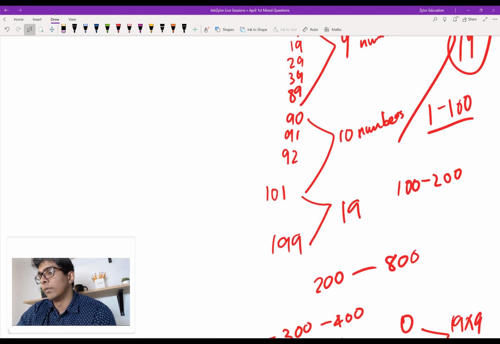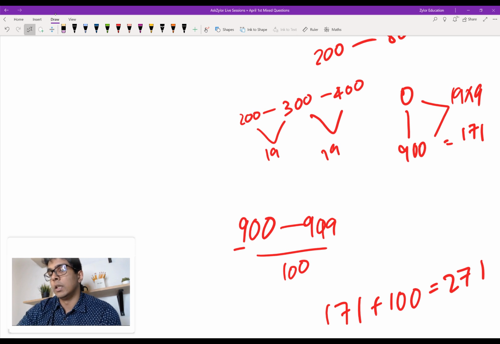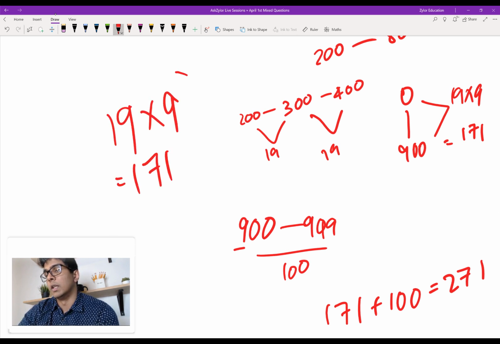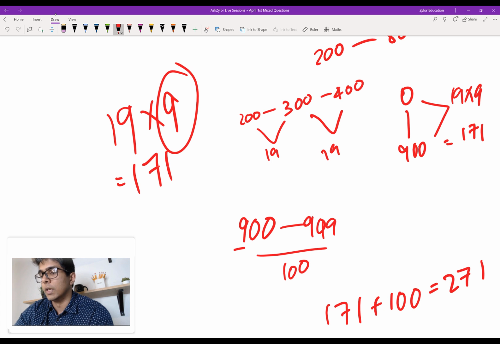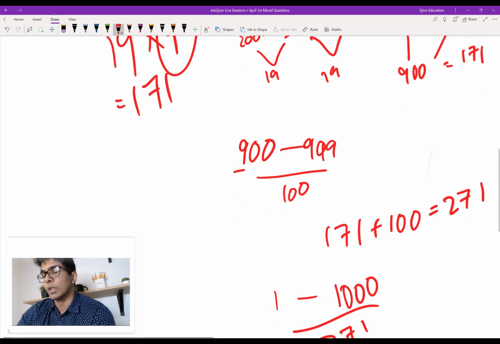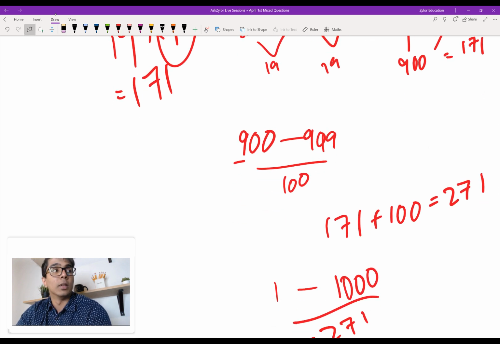So I repeated that for every increment of 100, and I realized that 19 times 9 is 171 because it increments 9 times before 900, and every number after 900 before 999 contains 9. So I know there's 100 numbers that contain 9. So I just added 171 and 100 to give me 271.